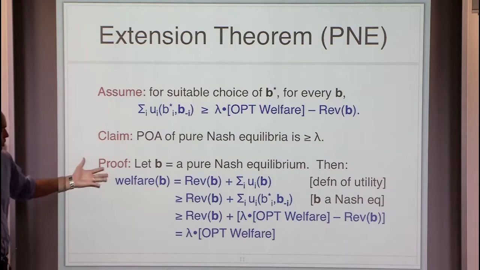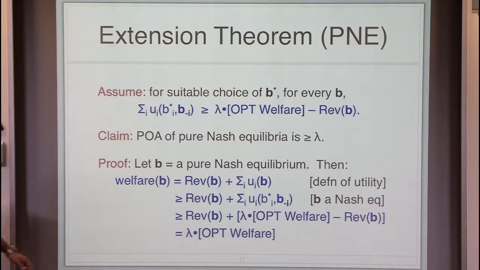So the welfare splits into just the revenue to the seller plus the sum of the player utilities, just by definition. So now we invoke the Nash equilibrium hypothesis. If any bidder switches to any other bid holding everyone else fixed, its utility only drops. In particular, if it switches to a baseline strategy, B star i, the utility only goes down. By our assumption, we can disentangle that entangled term and charge it against lambda times the optimal welfare minus the revenue of the bid vector B. The two revenue terms cancel, and we're just left with lambda times the optimal welfare. Okay, so it's almost immediate. Okay. So pure Nash equilibria, fine. Okay, but that was sort of the point.